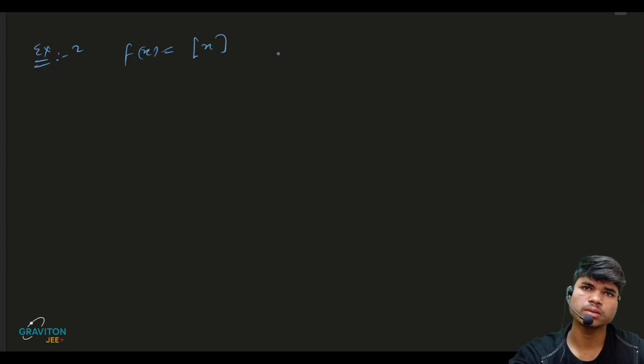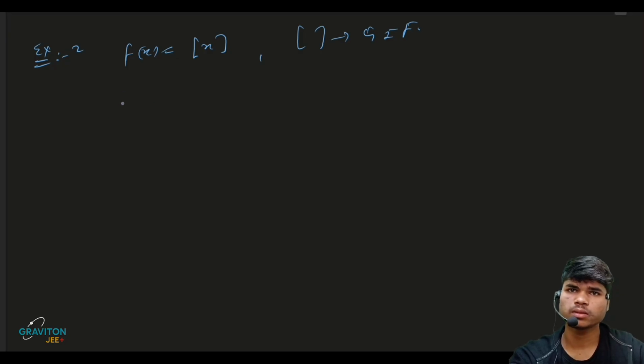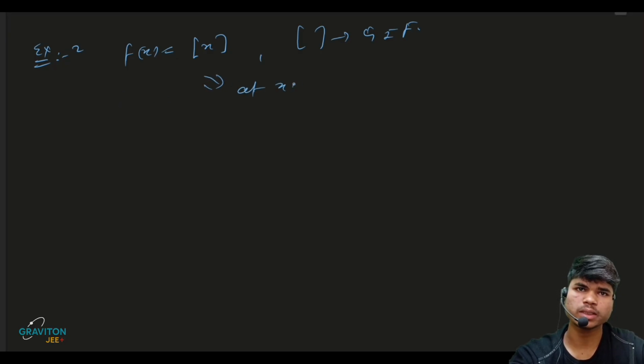Let us try to understand by taking another example. f of x equals box x. Here box is the greatest integer function, and we have to check the limit of this function at x equals 1.